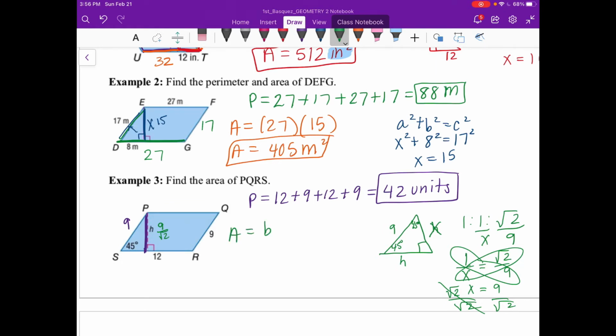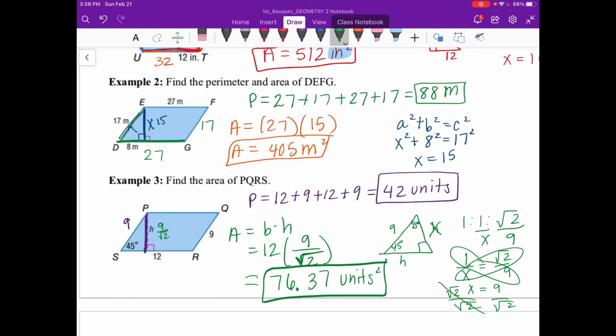And so my area is base times height. My base is 12. My height happens to be 9 over the square root of 2. I'm just going to ask you guys to please put that into your calculator. So use parentheses, and don't forget this is second x squared to get that radical there. This gives me 76.37, let's go with that, units squared. Okay, so this one did require us to think about and review how we would do that. So just, don't forget all the math you learned in previous chapters.